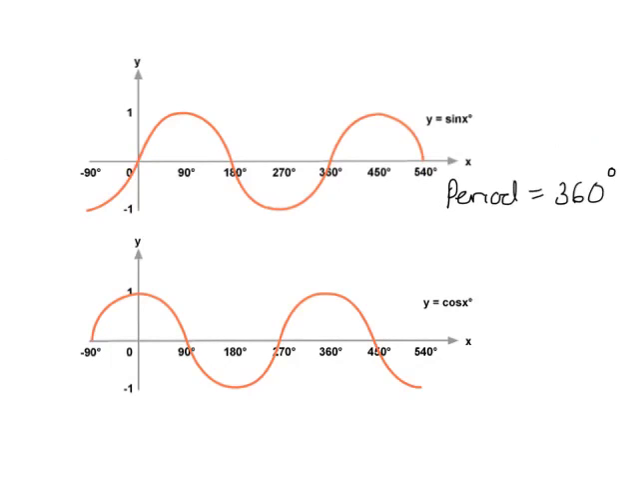The cos graph looks very similar to the sine graph, and if we think about it in terms of transformations, it's actually the sine graph shifted to the left by 90 degrees. Some important points on the cos graph: cos of 0 is 1, cos of 90 is 0, cos of 180 is negative 1, cos of 270 is 0, and cos of 360 is equal to 1. Just like the sine graph, it repeats itself and it has a period also of 360 degrees.